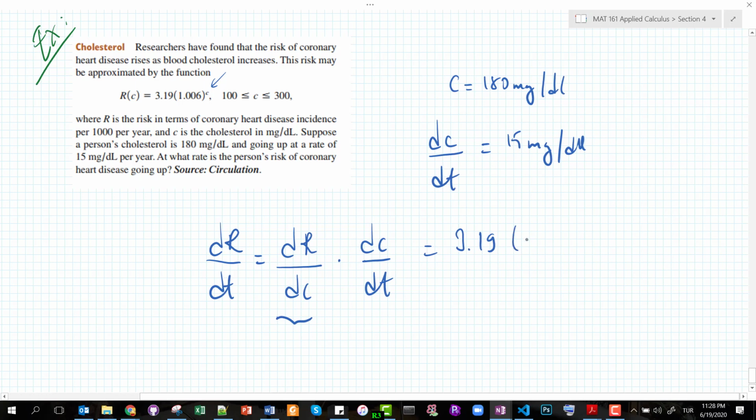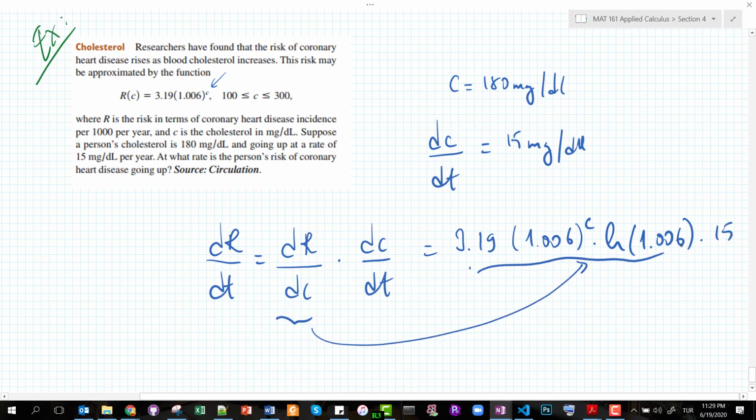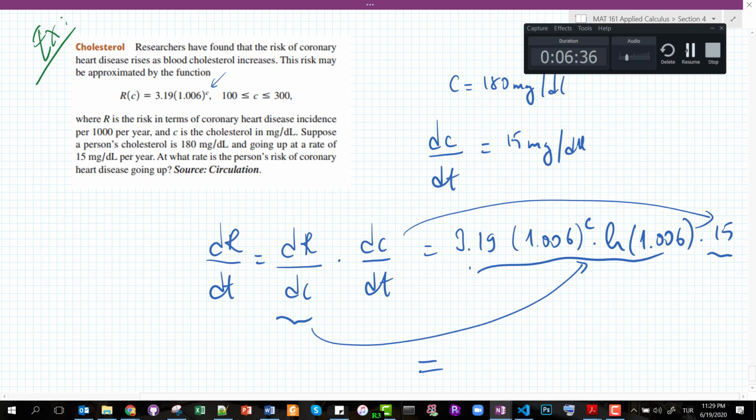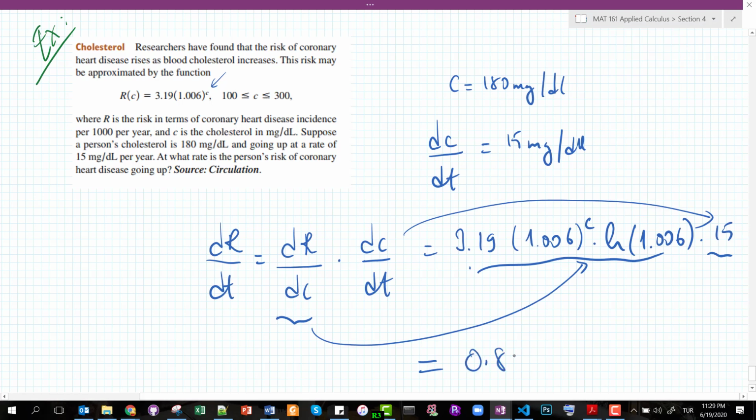19 times 1006 to the power C, and then ln 1006 times 15. This is my derivative, as you see, this part, and then 15 is equal to the rate of change of cholesterol over time. So if you calculate this number, it is going to be equal to 0.84, something like that, approximately.